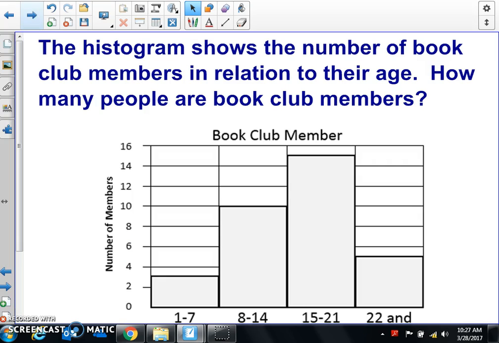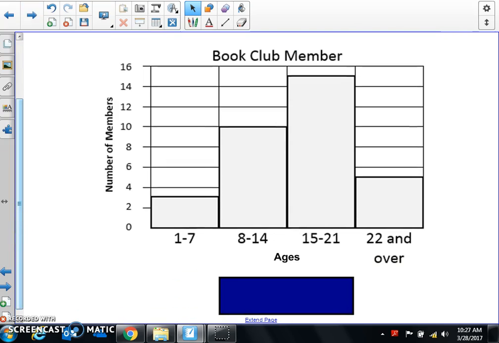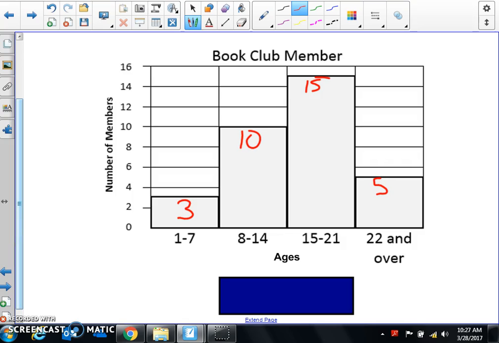Same exact thing. How many people are, oh, sorry, nope. This is a different histogram. My bad. This is about book club members. So how many people are book club members? Once again, just add them up. From here, 3, 10, 15, and then from here is 5. So now we add those up. 3 plus 10 plus 15 plus 5 gives us 33 people.